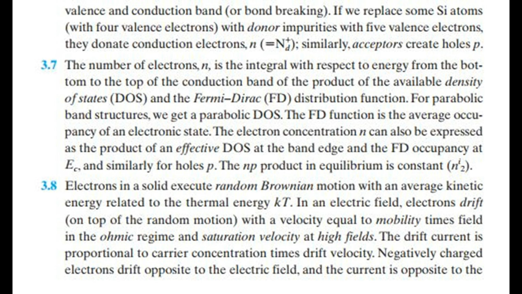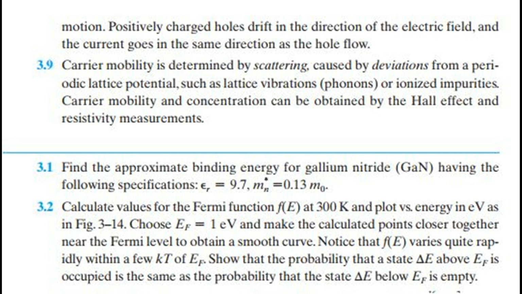3.8 Electrons in a solid execute random Brownian motion with an average kinetic energy related to the thermal energy. In an electric field, electrons drift, on top of the random motion, with a velocity equal to mobility times field in the ohmic regime and saturation velocity at high fields. The drift current is proportional to carrier concentration times drift velocity. Negatively charged electrons drift opposite to the electric field, and the current is opposite to the motion.